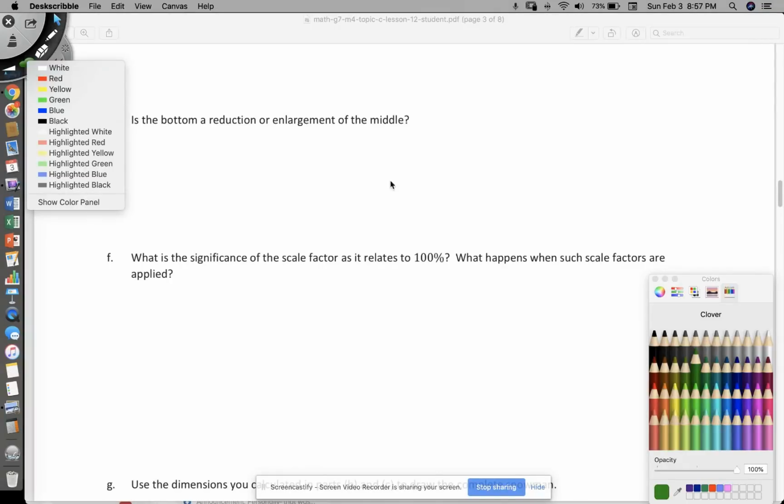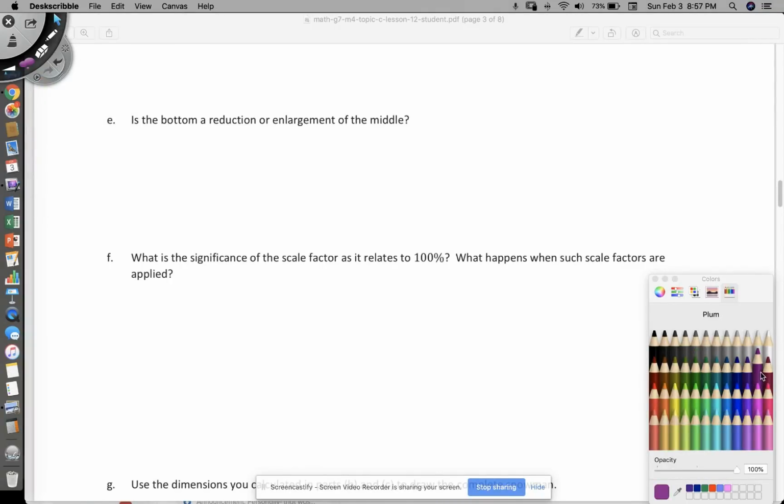All right, and so the bottom, is it a reduction or an enlargement? This one was an enlargement. And what gives it away is the percentages. So this is an enlargement of 125%.